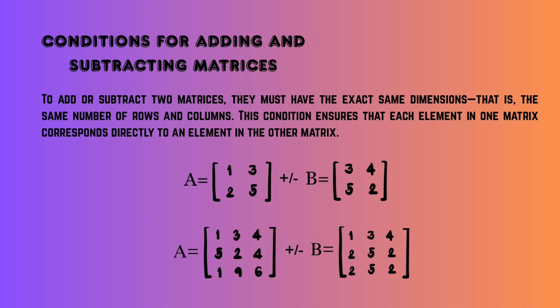Remember the conditions for adding and subtracting matrices. To add or subtract two matrices, they must have the exact same dimensions, that is, the same number of rows and columns. This condition ensures that each element in one matrix corresponds directly to an element in the other matrix. To understand the conditions clearly, here is a visual representation below in the description for a clear understanding.